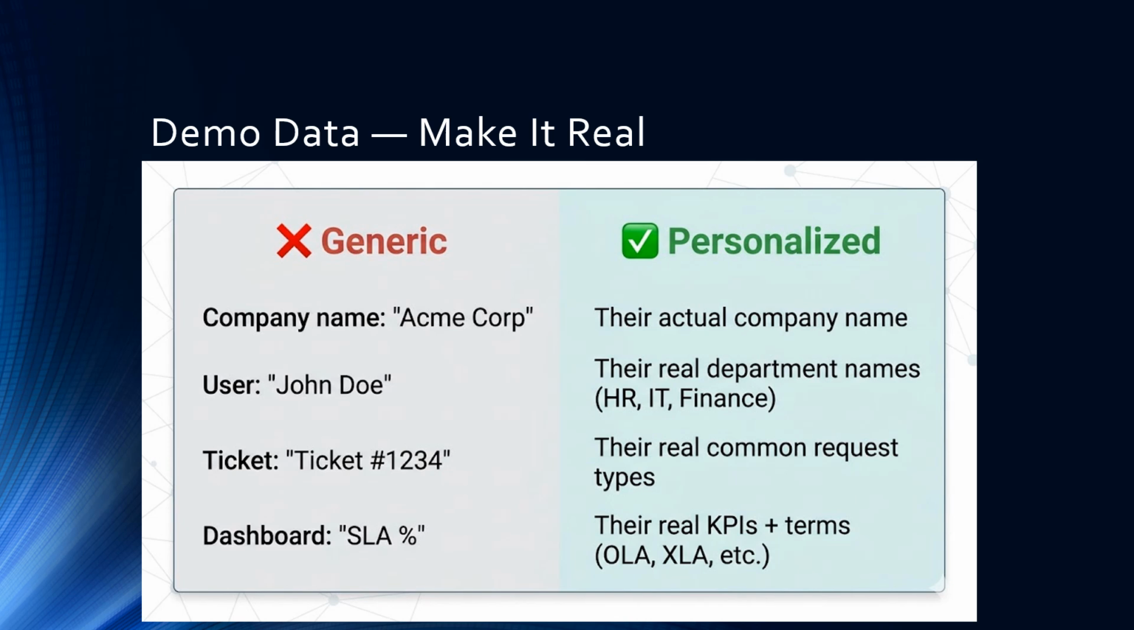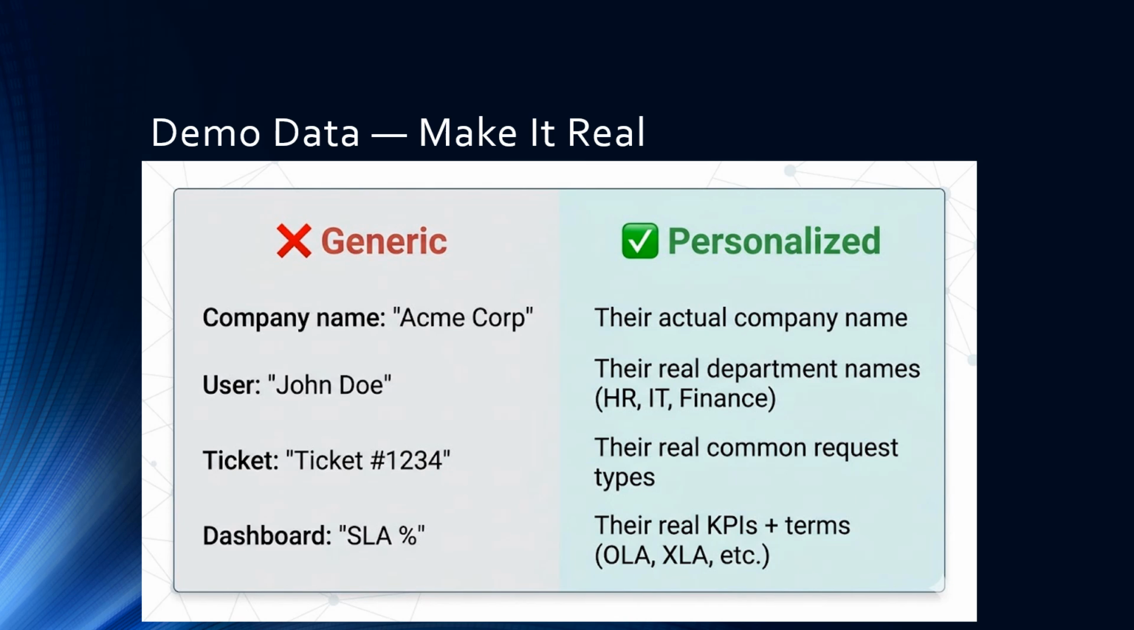Now, generic data equals generic impact. Real data equals real connection. So before your demo, spend at least 30 minutes or 1 hour customizing your demo environment. Replace ACME Corp with their actual company name. Replace John Doe with department names they actually use, like IT, HR, finance, facilities. Use their real request types. If they call it an OLA instead of an SLA, use their language.